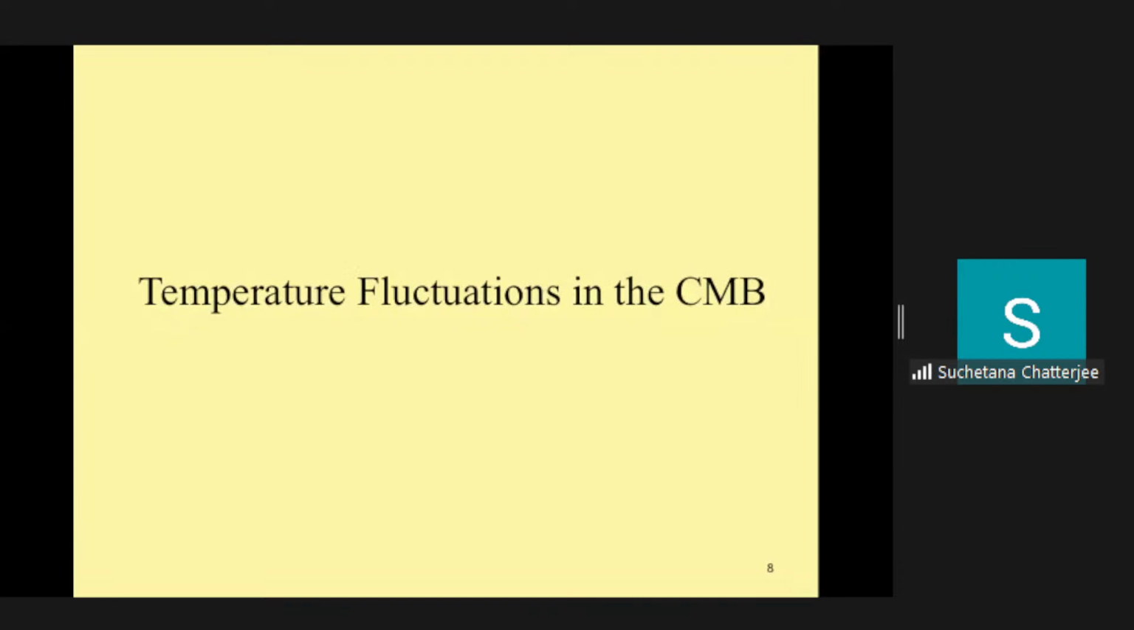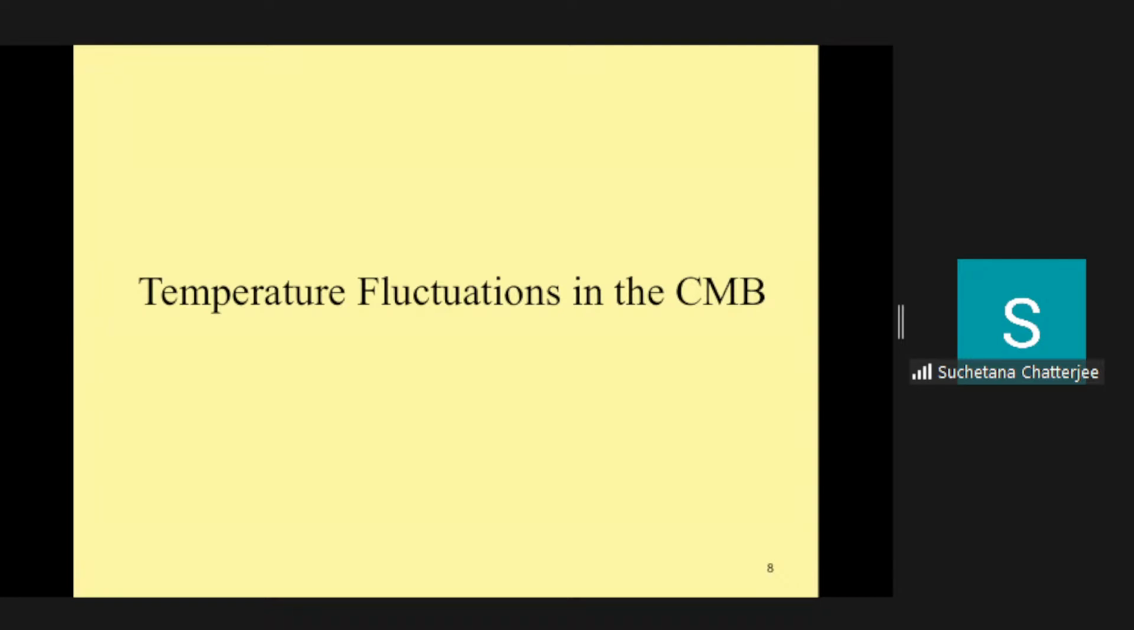Now, the next topic is anisotropies in the cosmic microwave background. These are black body photons, and we saw that the black body has a temperature, and of course these photons have polarizations. There are other issues, but we will only discuss temperature fluctuations. Now, what do we mean by this temperature fluctuation? We just saw that we measured the temperature of the black body to be 2.73 Kelvin.